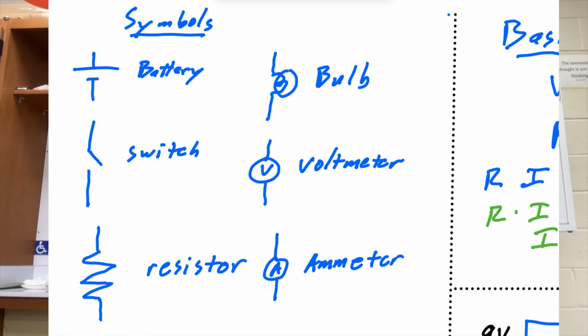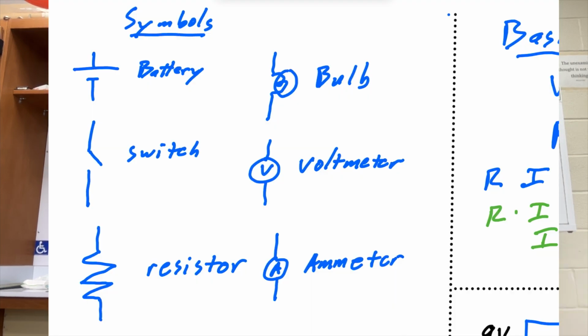But if it's a bulb and you want to make it specific that it's a bulb, then you can use this symbol for a bulb, or you could use a resistor. Either way. When you're measuring voltage or you're measuring current, then you're using a voltmeter or an ammeter. Ammeter because you're measuring amps. Amps are the unit for current, which we'll get to in a second. So the way that you indicate that in a circuit diagram is a wire with a V or a wire with an A for voltmeter or ammeter.